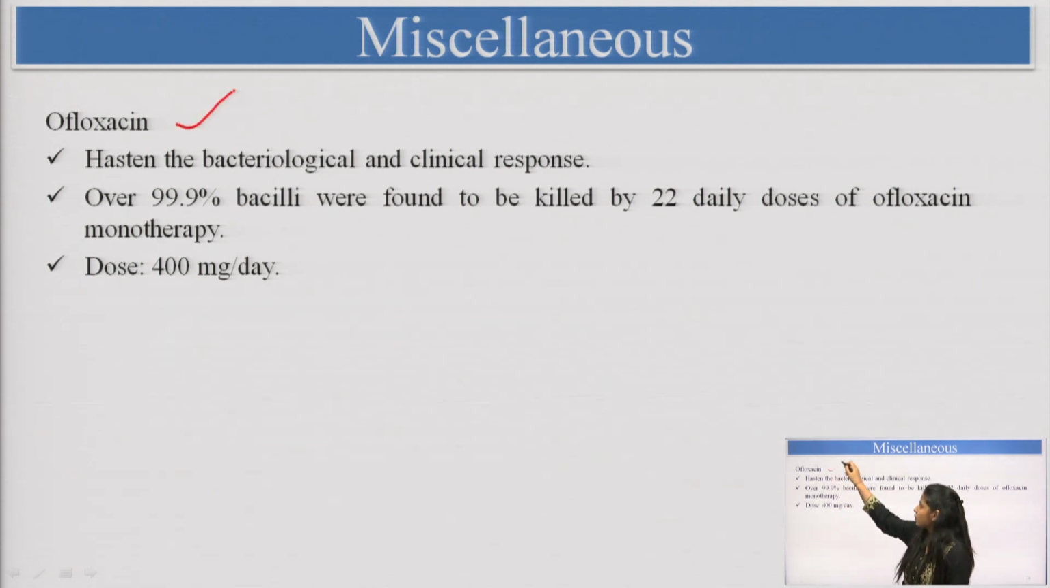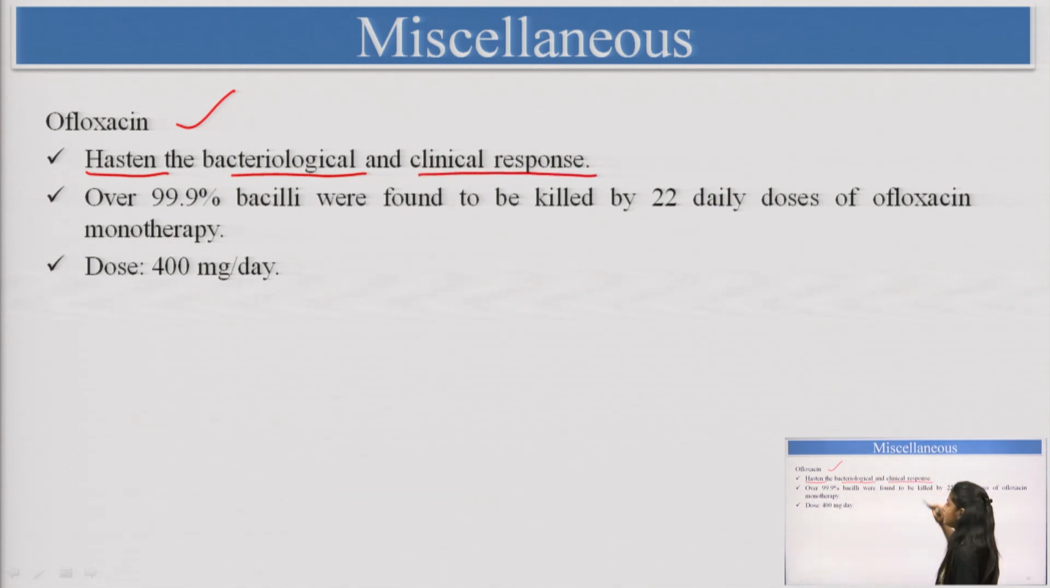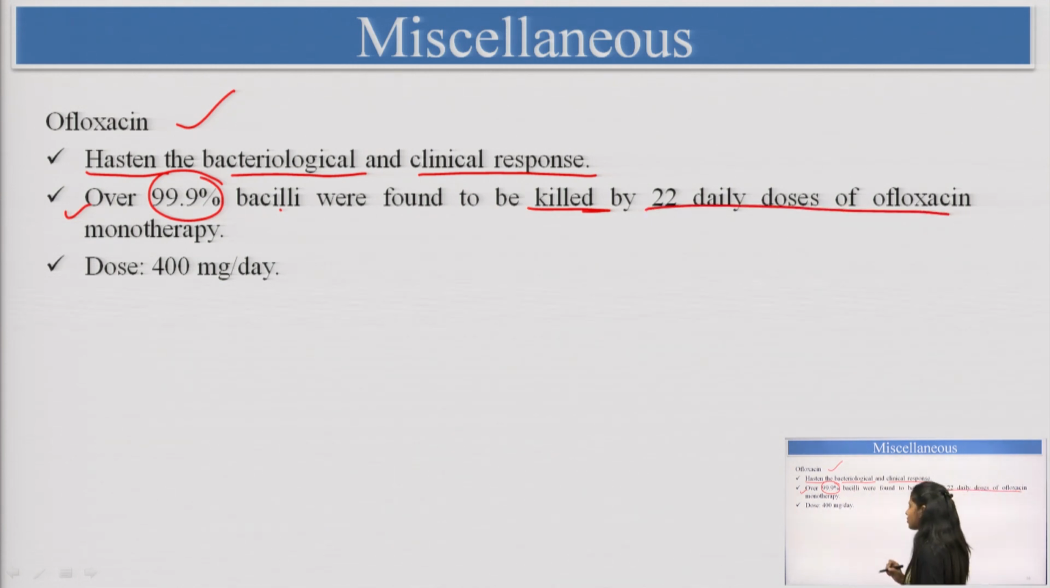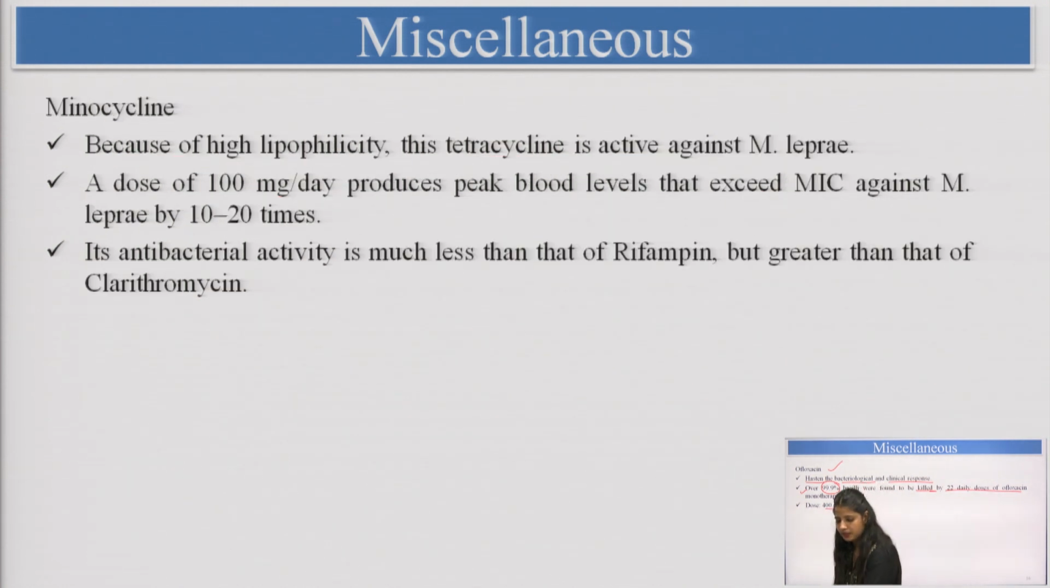Now, we will start with ofloxacin. Ofloxacin hastens the bacteriological and clinical response. This is the clinical trial data: nearly 99.9% of bacilli were found to be killed in 22 daily doses of ofloxacin monotherapy. How much dose is effective? 400 mg per day.